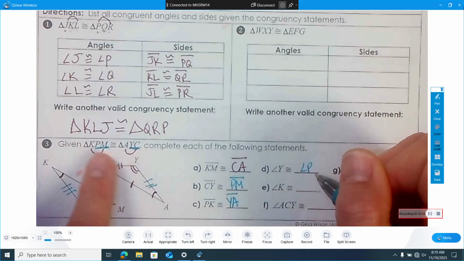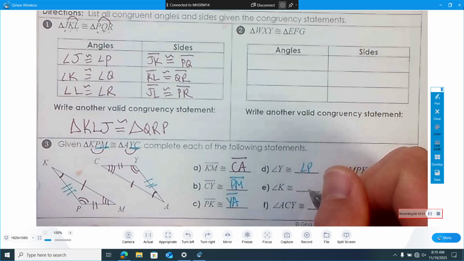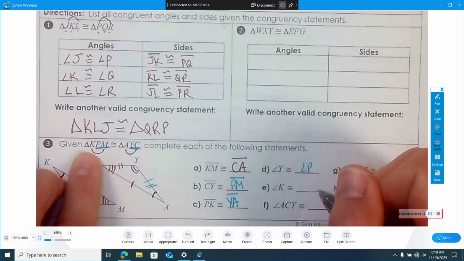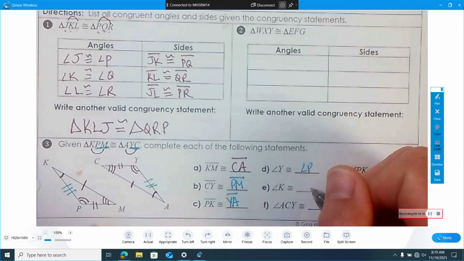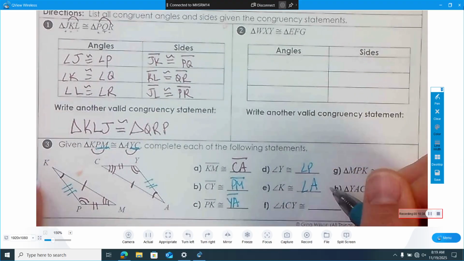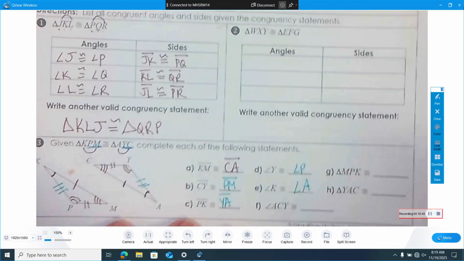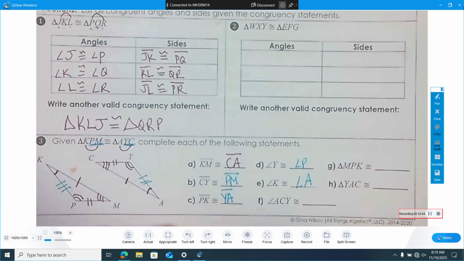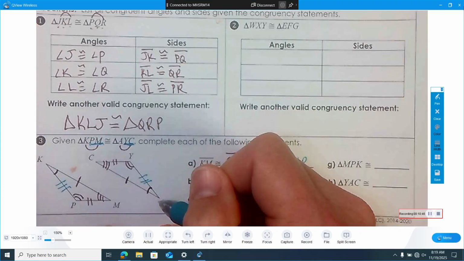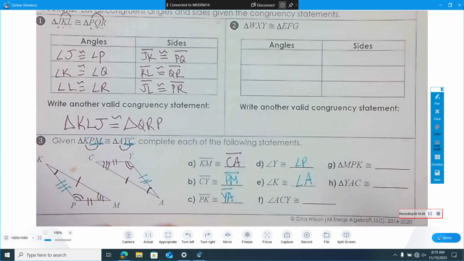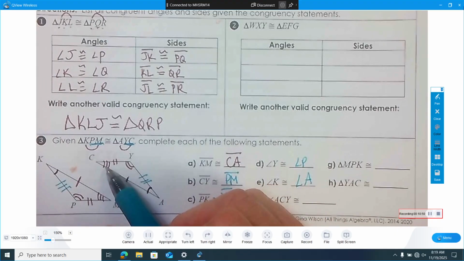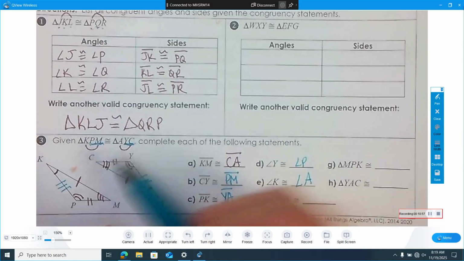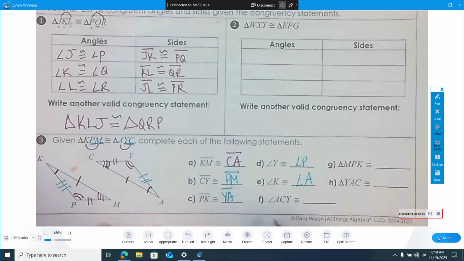And again, you can just look at the congruency statement. Angle K is congruent to angle A. I do like just my picture as well. That's going to be really important. Angle ACY. ACY is really just angle C. What's that congruent to? Angle M.